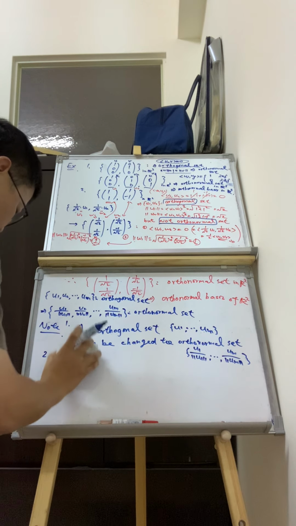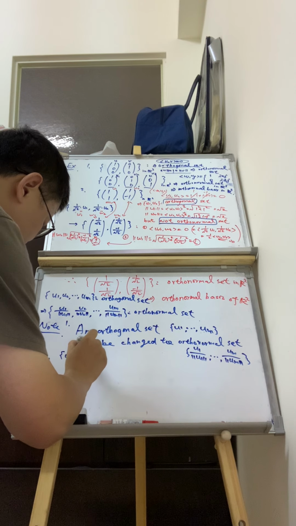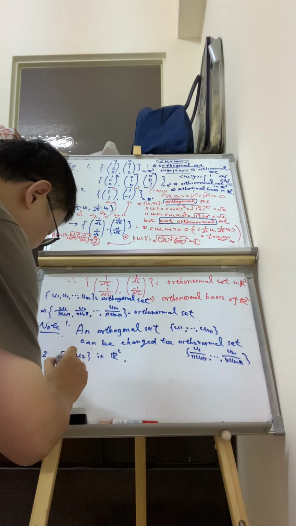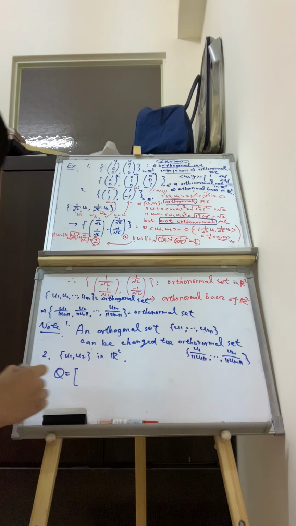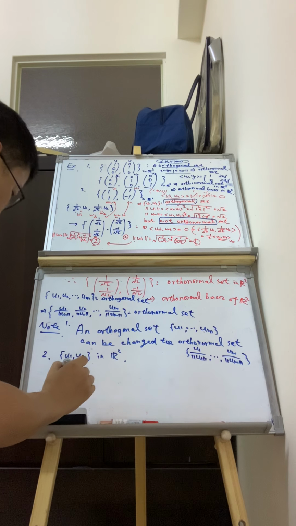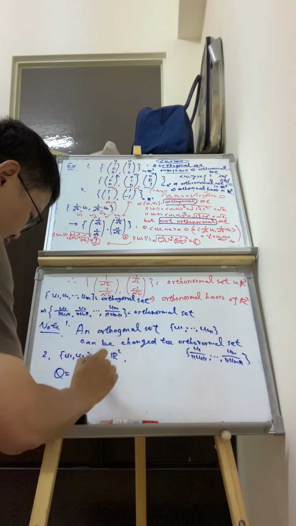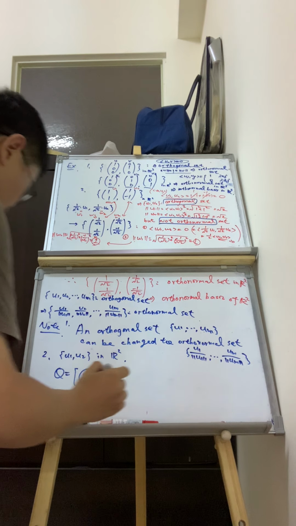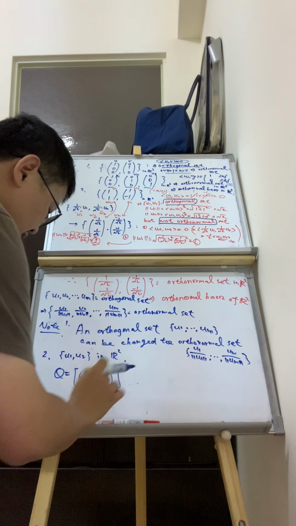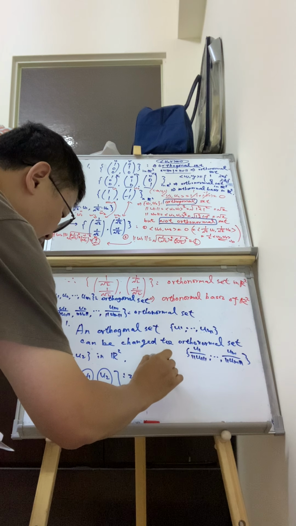So now we have 2 vectors U1, U2 in R2 space. Now we consider the matrix Q. We define it this way: the first column is U1, the second column is U2. So the matrix Q is a 2 by 2 matrix.